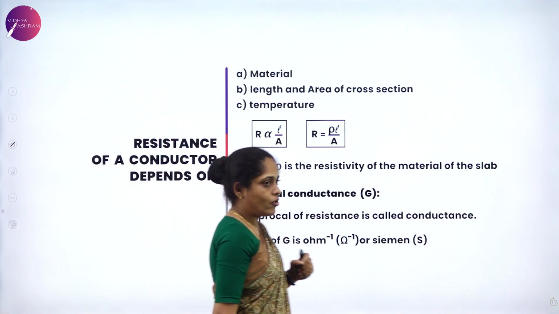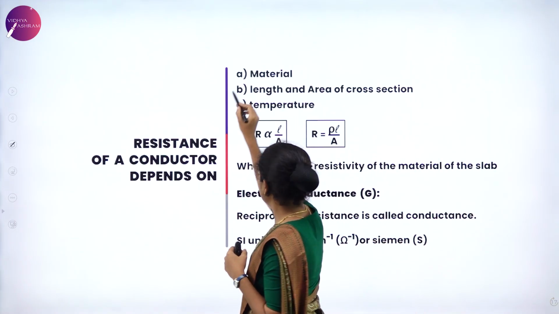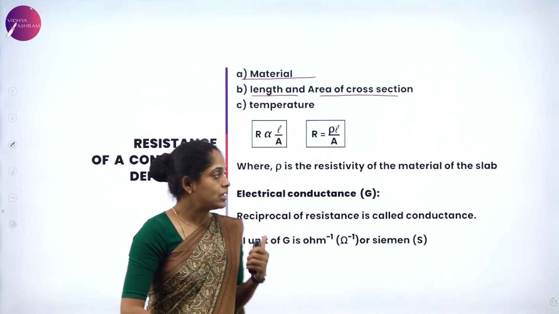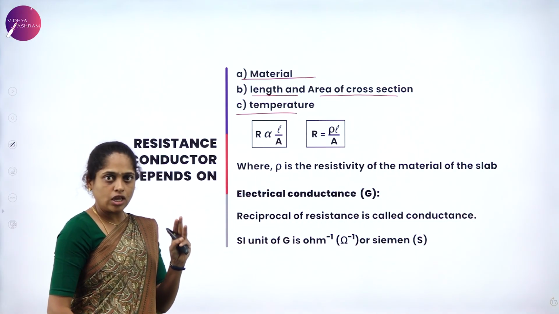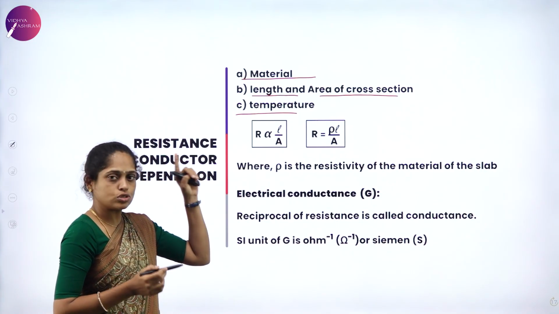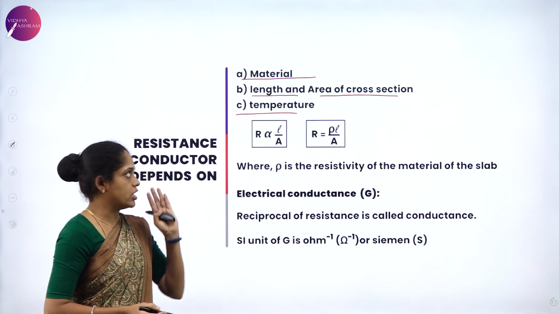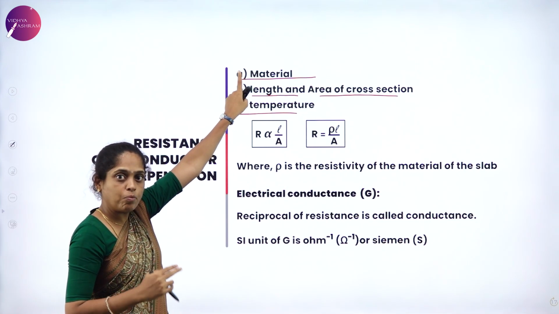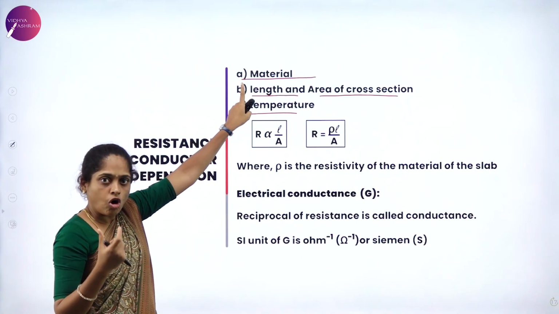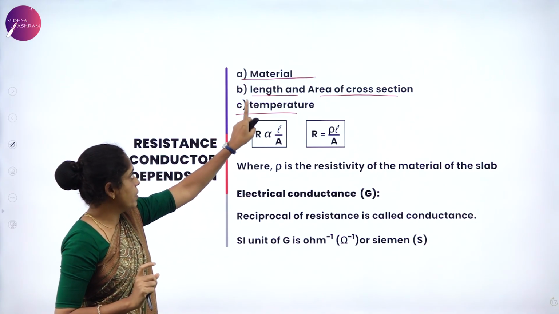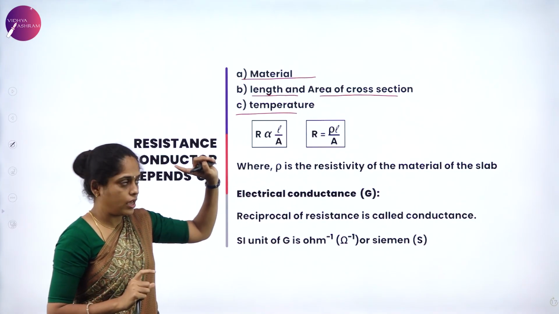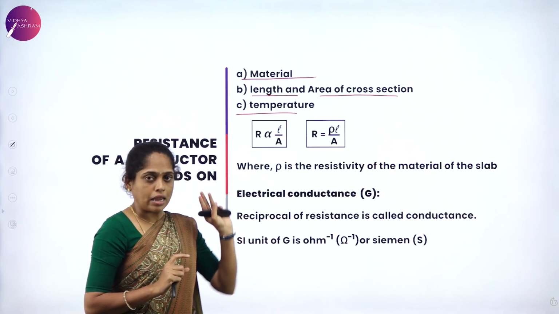So, on what factors does the resistance depend? Resistance depends on material, length and area of cross section, and temperature. The third quantity, temperature, let us discuss later. Now you just know the factors on which the resistance depends. One is type of material, like whether it is copper or silver. On this material also the resistance depends. The next factors are length and area. You know how it depends upon length and area. And the third factor is temperature.